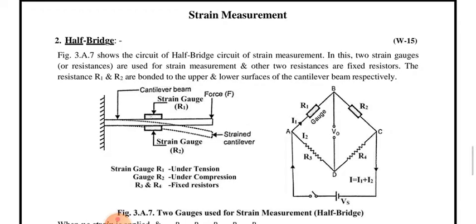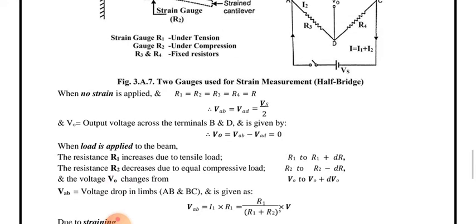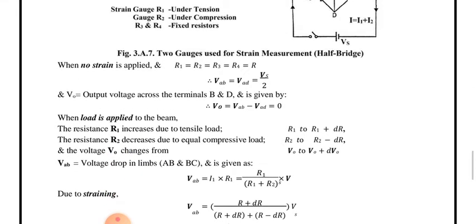Once we apply a downward force on the cantilever beam, the resistance R1 is in tension and resistance R2 will be in compression. R3 and R4 are fixed resistances. The resistances R1 and R2 are bonded to the upper and lower surface of the cantilever beam respectively. Now, when no strain condition is there, all the resistances are equal. That's why we can write R1, R2, R3 and R4 equal to R.